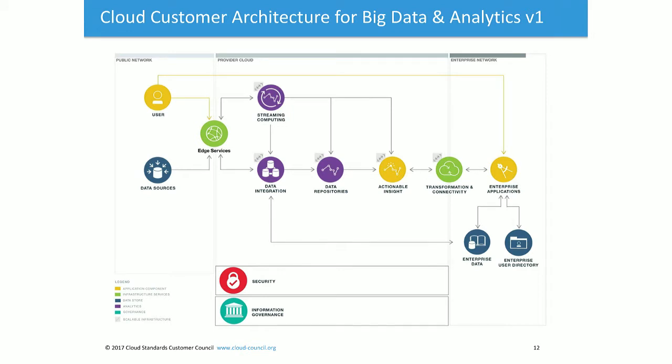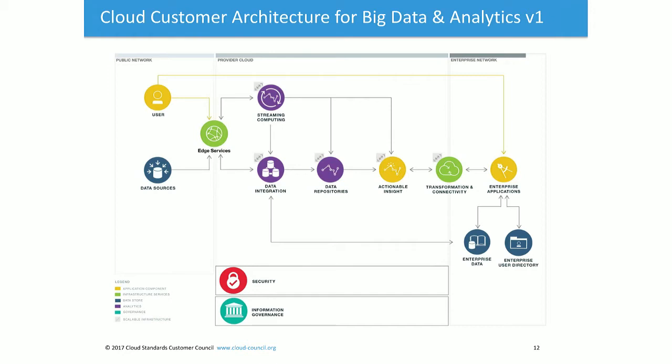So the next chart is the Cloud Customer Architecture for Big Data and Analytics version 1, and this was published, I believe, in 2015. As you see, this is quite straightforward. Hopefully you get a chance to review it. If not, it's okay. I will walk you through the new version, V2, anyway. So this is the old version.